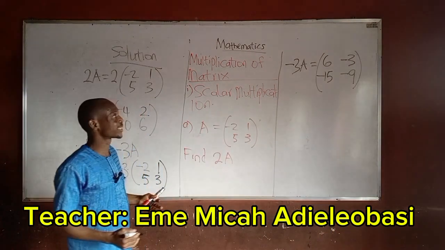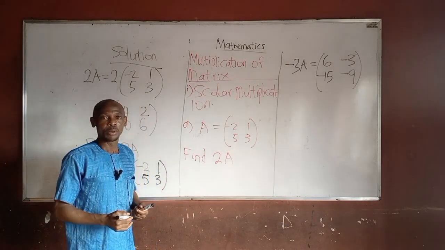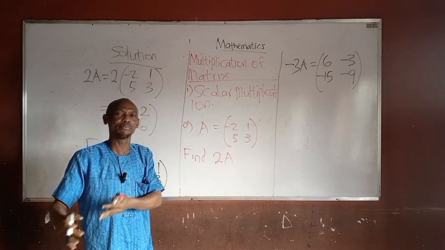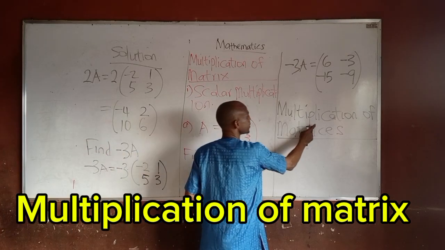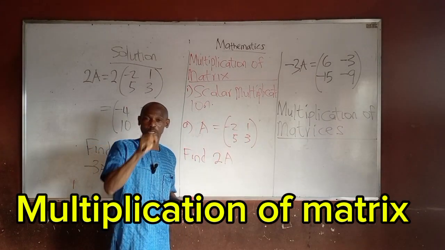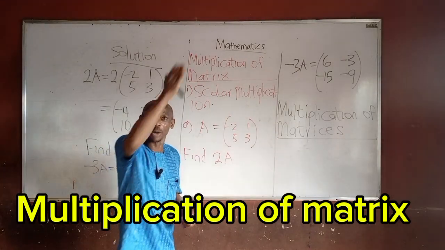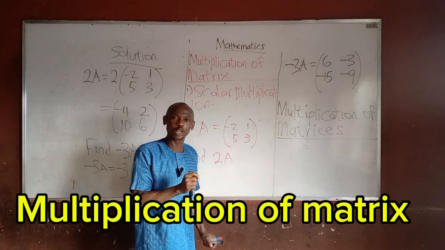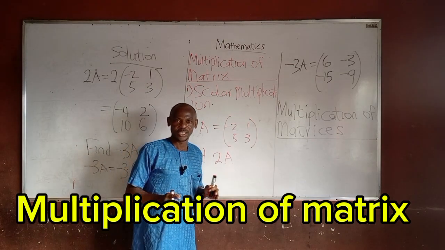We are going to look at matrices multiplication. Multiplication of one matrix with another matrix. Now, when we want to multiply 2 matrices together, we can only do that if the number of columns in the first matrix is equal to the number of rows in the second matrix.